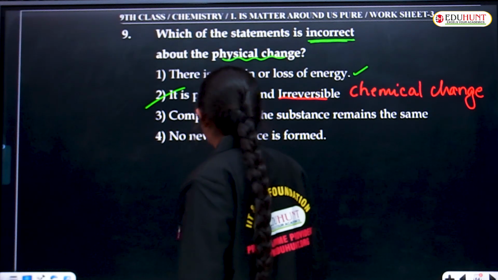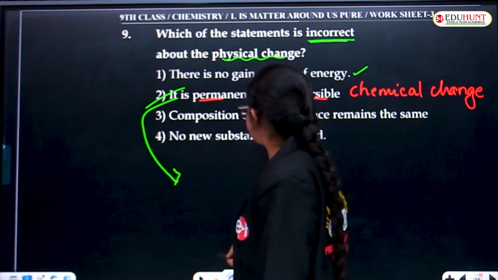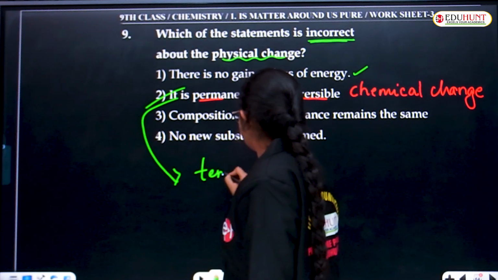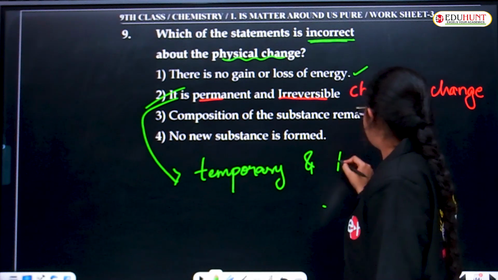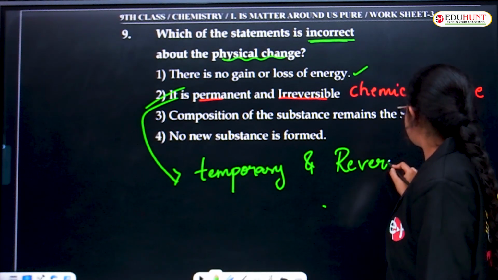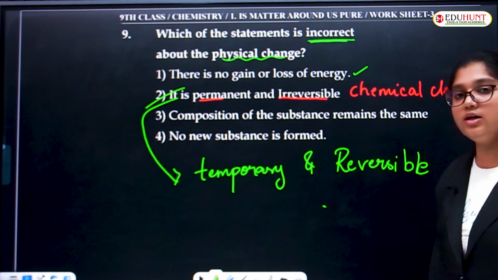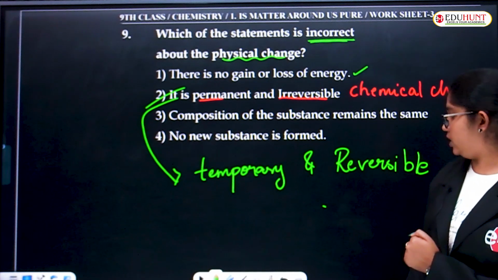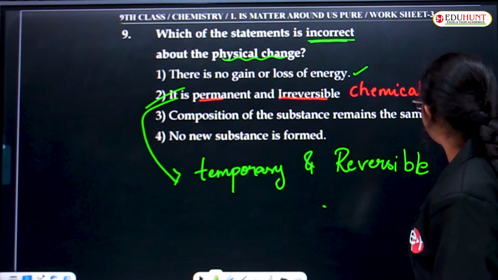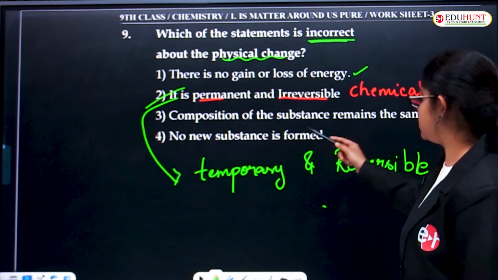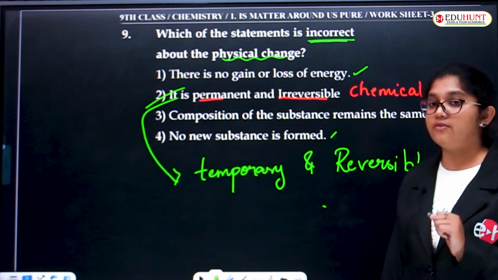Physical change is temporary. What is that? Temporary and reversible. Physical change is a temporary and reversible change, not a permanent and irreversible change. Okay, clear? Now, option 3, composition of the substance remains the same. Yes, it remains the same, and no new substance is formed. So only option 2 is not correct, which is incorrect.